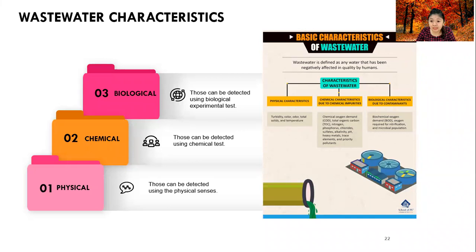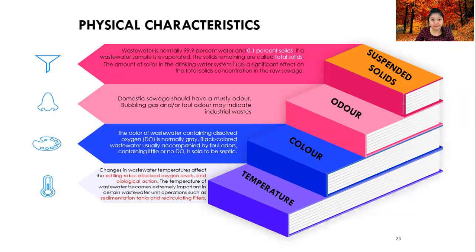Chemical characteristics, we need to check by using lab tests. So we check on the chemical oxygen demand, COD test, or TOC, total organic carbon, nitrogen, phosphorus, chloride, sulfates, alkalinity, pH, heavy metals, trace elements, and also priority pollutants. And then for biological ones, we also need to use experimental tests or lab tests. So for biological, we will check on the biochemical oxygen demand, BOD, oxygen required for nitrification, and also microbial populations.